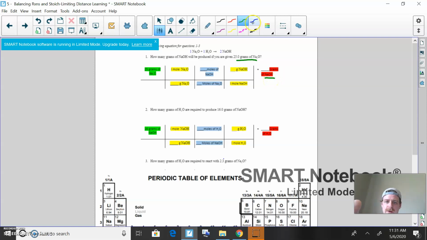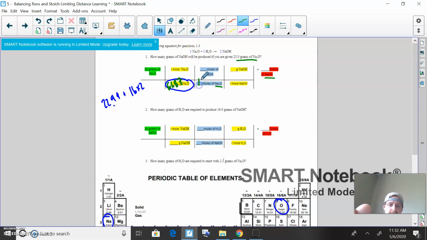Okay, so now what I need to do is add up Na2 and O, put that right there. So Na is 22.99 plus 16 times 2. So that's oxygen and sodium. All right, that's the molar mass. That's what 1 mole weighs. And I get 61.87.